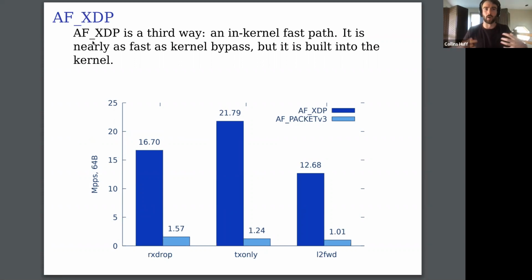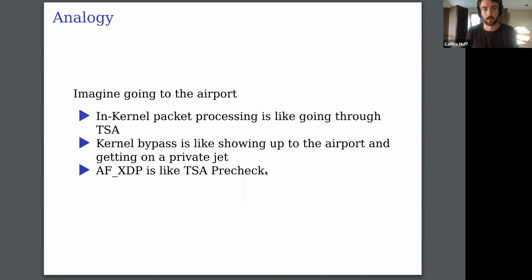So it's a third way for fast path packet processing. It's in the kernel, nearly as fast as kernel bypass, not quite as fast, built in so you don't have to load a kernel module, a lot more performant than AF packet. So you can see here, we're able to send 21.79 million 64-byte packets per second compared to 1.24 million using AF packet.